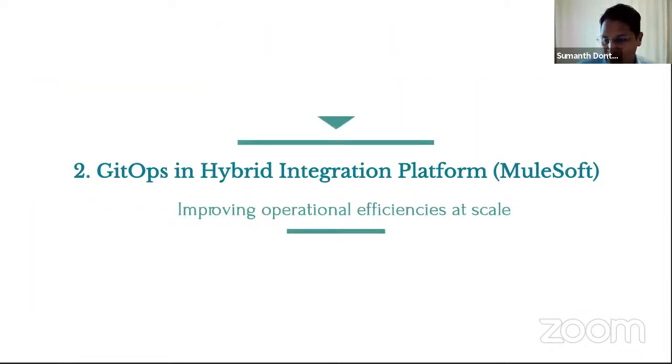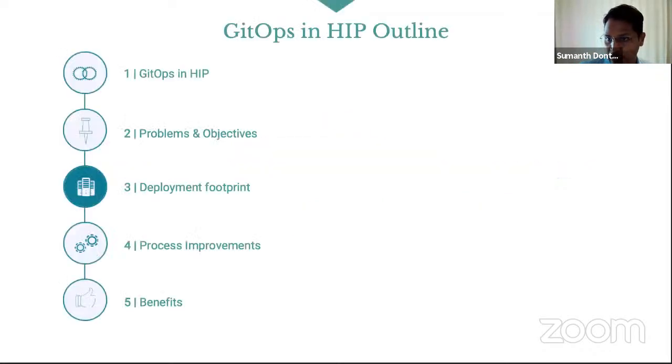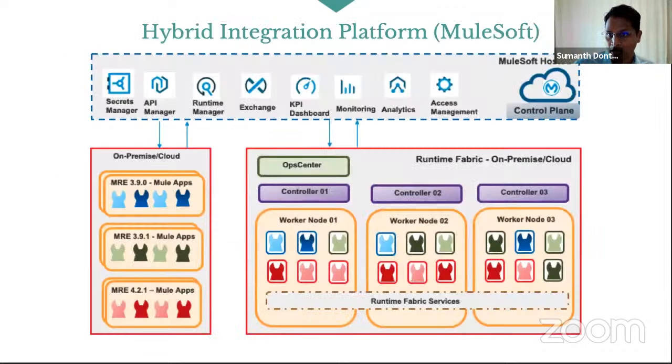Okay, moving on. The second topic is operations at scale. So, same outline here: problems, objectives, our footprint, where we are right now, what process improvements we made, and the benefits we got out of it.